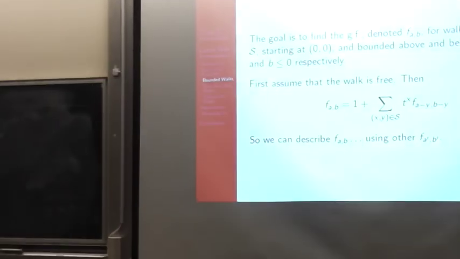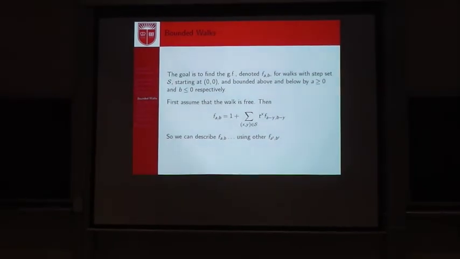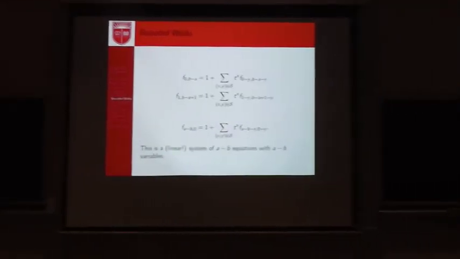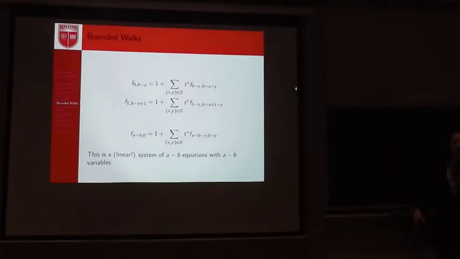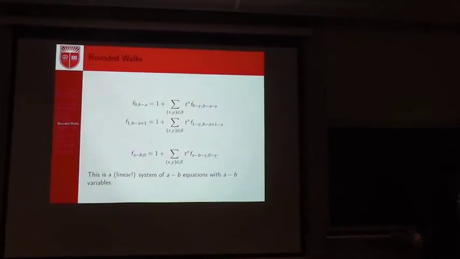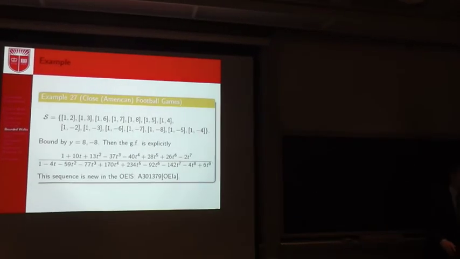All right. So that's why we end up with a finite system, a minus b equations, a minus b variables, and we can solve this, and we end up with rational solutions. So we can find explicit solutions.